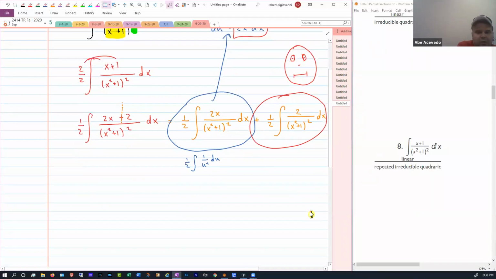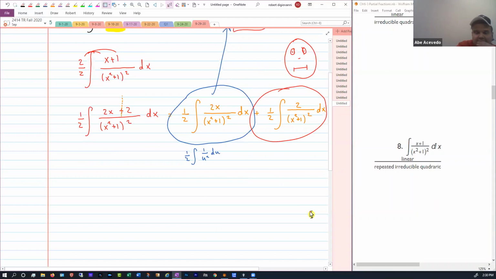So the reason why we do it like this is just to split the problem in two. One side will be easy, and then we'll handle the rest of the problem. Exactly. We'll handle the rest.